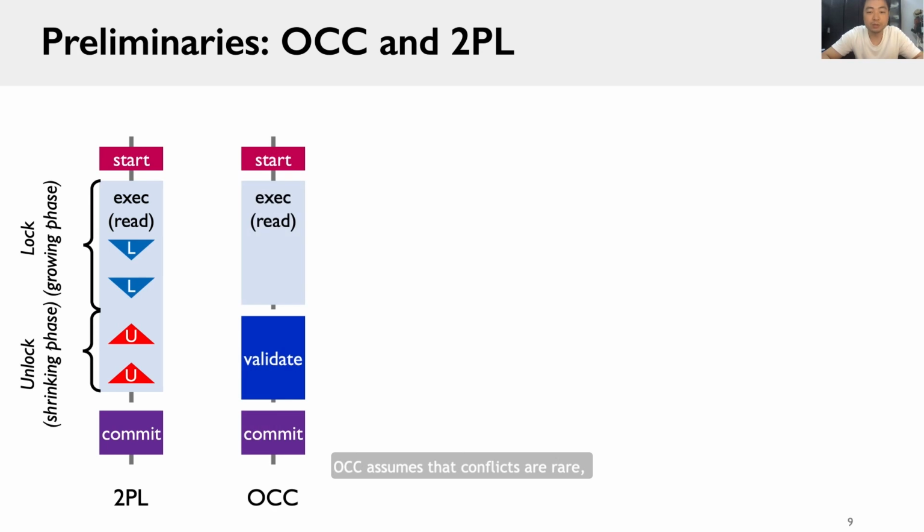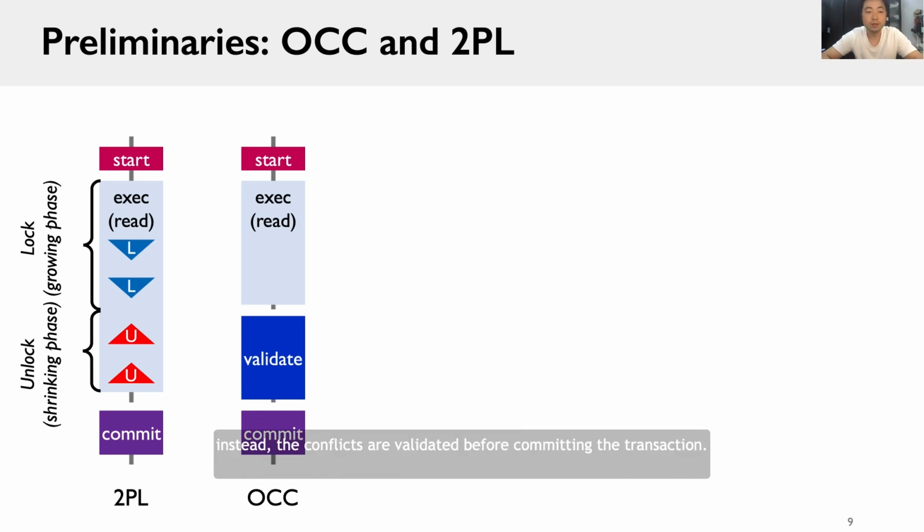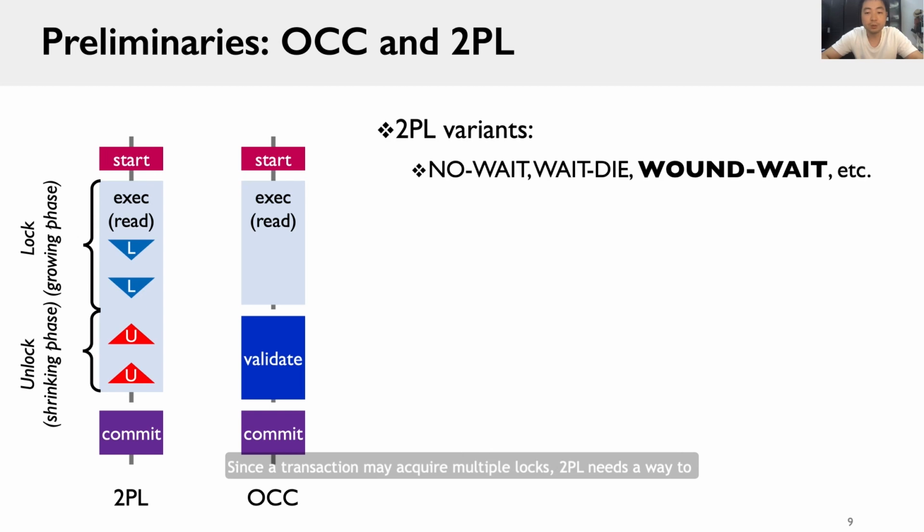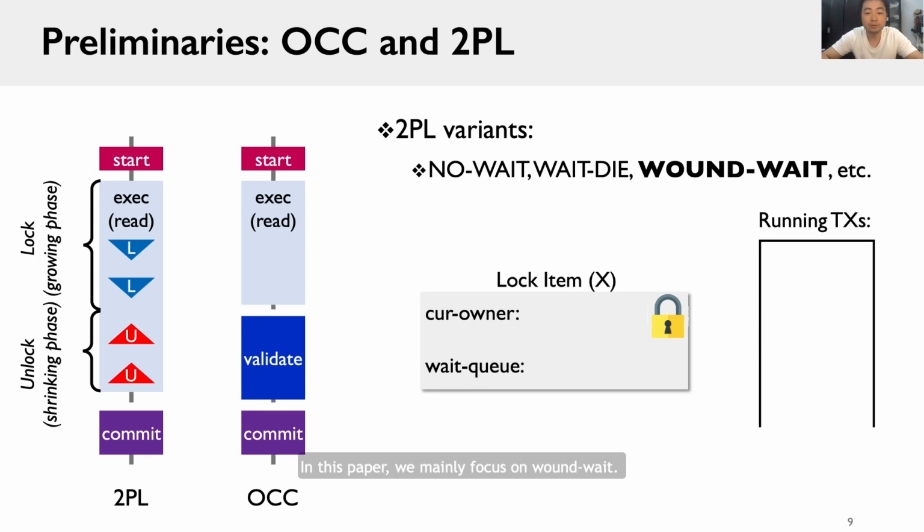OCC assumes that conflicts are rare, so it processes transactions without locking records during the read phase. Instead, the conflicts are validated before committing the transaction. Since a transaction may acquire multiple locks, 2PL needs a way to avoid deadlocks, and there are a number of 2PL variants for deadlock avoidance, such as no wait, wait die, and wound wait. In this paper, we mainly focus on wound wait.